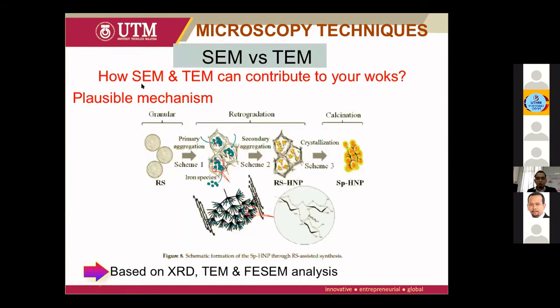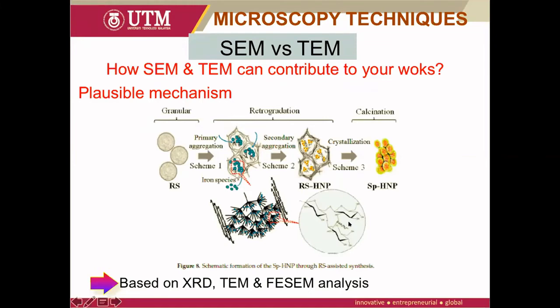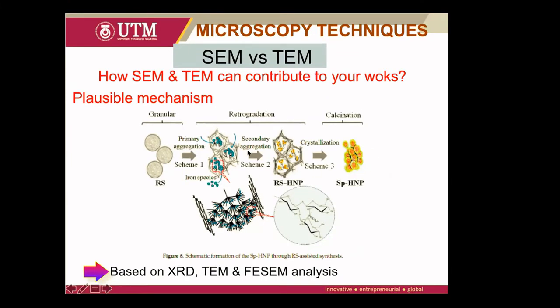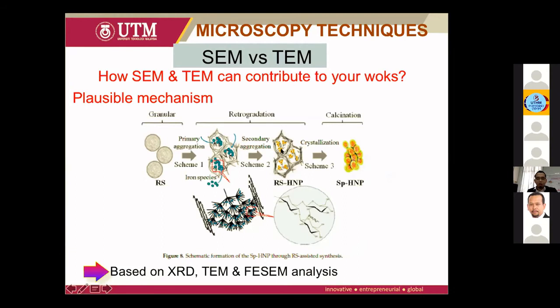In the end, we come up with the plausible mechanism that the primary aggregation in scheme one here is contributed by the iron species attached to the starch, and the secondary aggregation is going to give small hematite structures within the polymeric rice starch, and to remove that, it becomes swollen. Okay, and it's giving you the crystallization of the spherical hematite. This is based on the analysis that we have done: XRD, TEM, and the FESEM image.